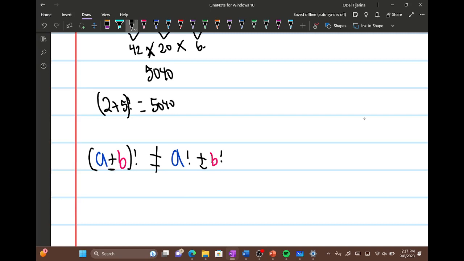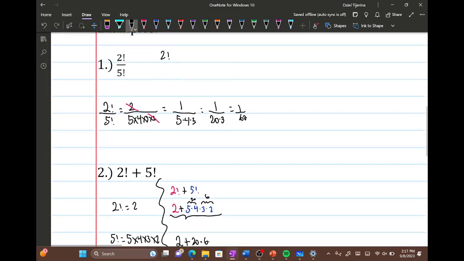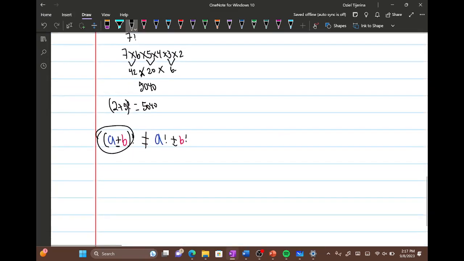So I really want to make that clear, because I feel like a lot of people can make that mistake. We're not going to distribute the factorial. You don't do that. This is not it. What this means is that the entire expression is factorial, but it does not mean that we're actually adding 2 different factorials in here, because it's not the same thing. So I just wanted to show y'all that kind of example.